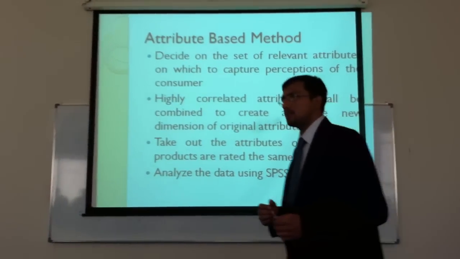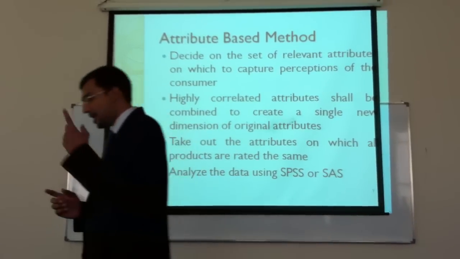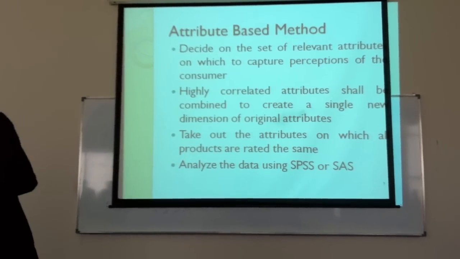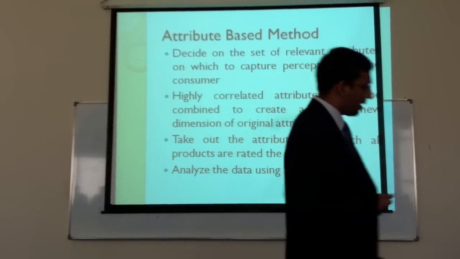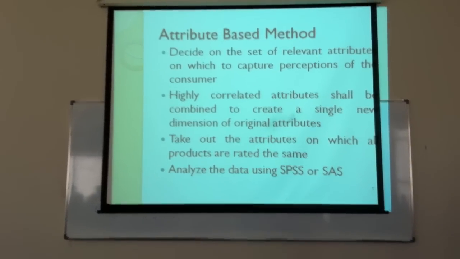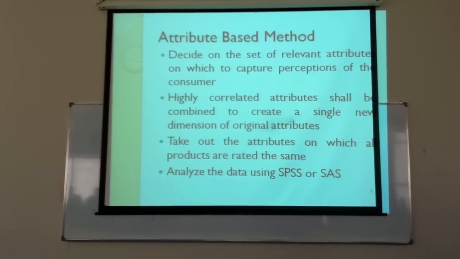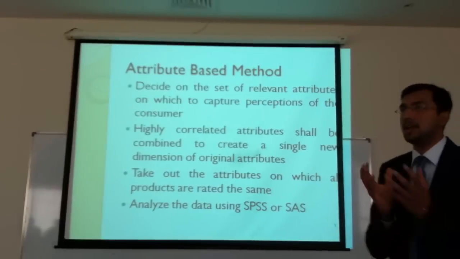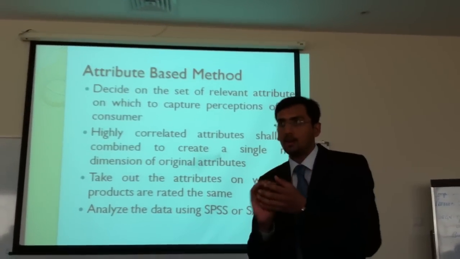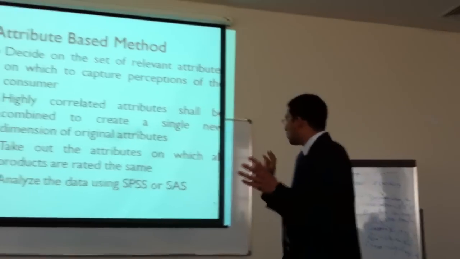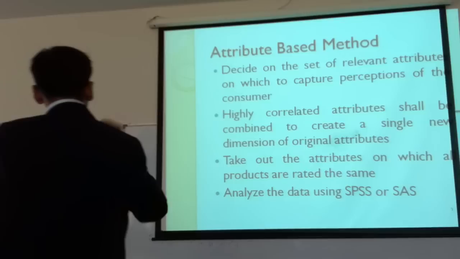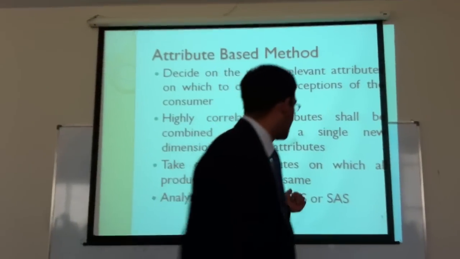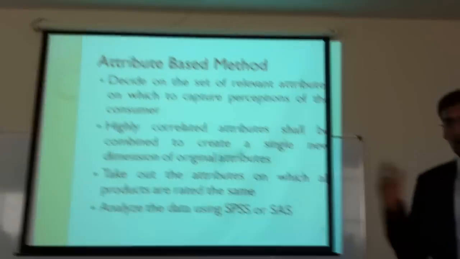In the attribute-based method, you first identify the main influencing attributes that attract people to buy a product, then conduct a survey and collect the data. Based on the data, identify the highly correlated attributes so that you can club them together, and you can leave out attributes where all the competitors' products are rated almost the same. Then we analyze the data using a tool like SPSS or SAS, and plot them.